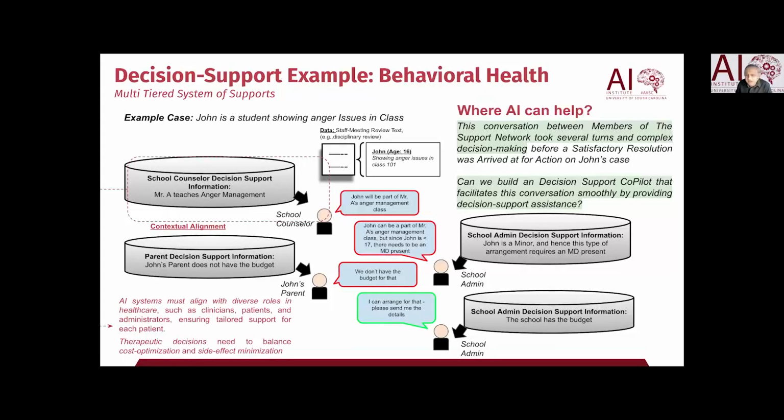And there are other things. For example, therapeutic decisions need to be balanced with cost optimization and side effect minimization. There are protocols that define this, and we need to adhere to these protocols. So some time ago, we defined the concept of process knowledge. A medical guideline would be an example of process knowledge to be used in diagnostics or treatment planning, and that must be utilized.